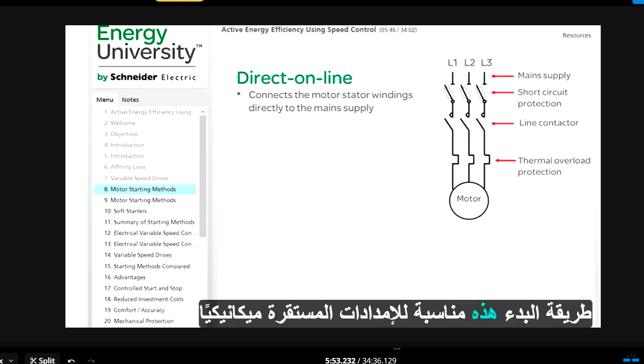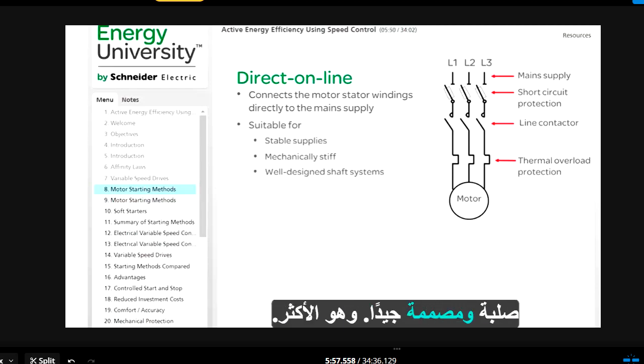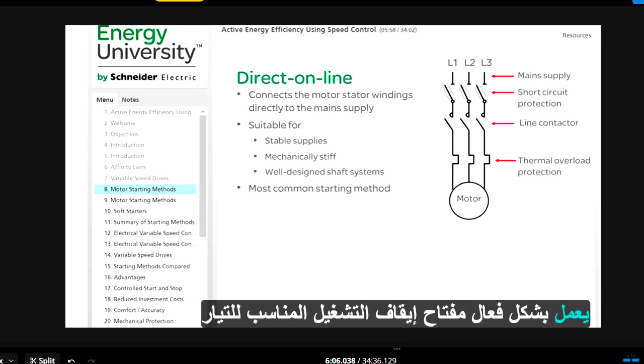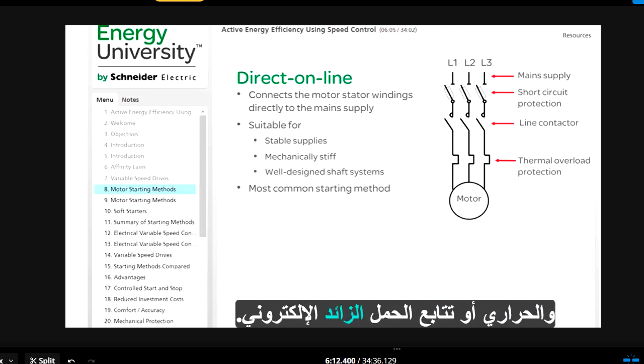This starting method is suitable for stable supplies, mechanically stiff, and well-designed shaft systems, and it is the most common starting method available on the market. The starting equipment consists of a main contactor, effectively an on-off switch, which is suitable for the required current, and a thermal or electronic overload relay.